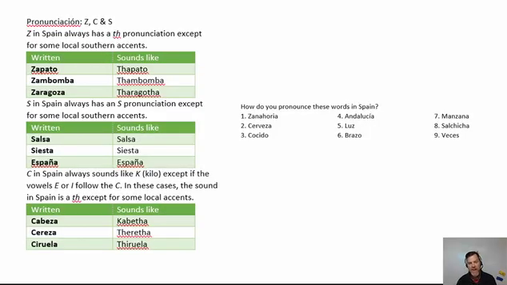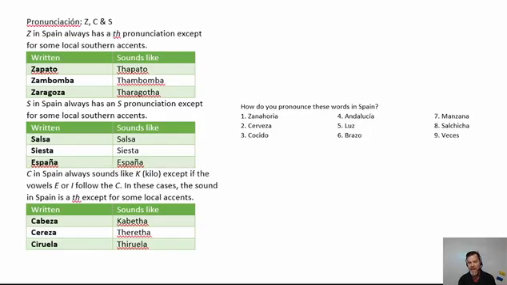So look on the right of my screen. How do you pronounce that first word? If you need to pause the video and think about it, how would you pronounce these words in Spain? So the first word would be pronounced zanahoria. Look at number 2. Cerveza. Number 3. Cocido.